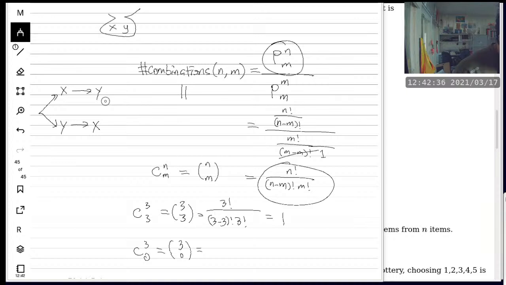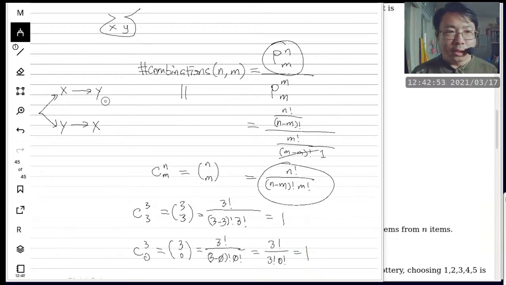That becomes 3 factorial divided by (3 minus 0) factorial times 0 factorial, which is 3 factorial divided by 3 factorial times 0 factorial, and that boils down to just 1, too. There's only one way to choose nothing out of n items, whatever n is.